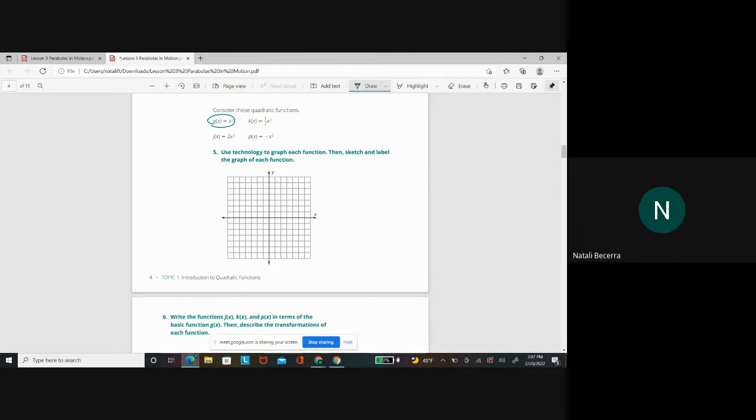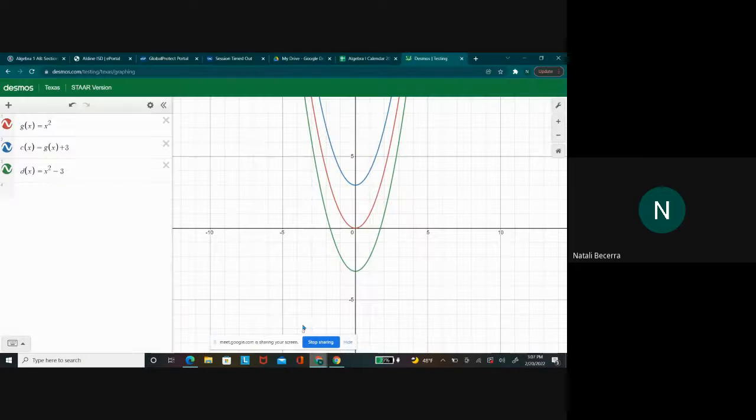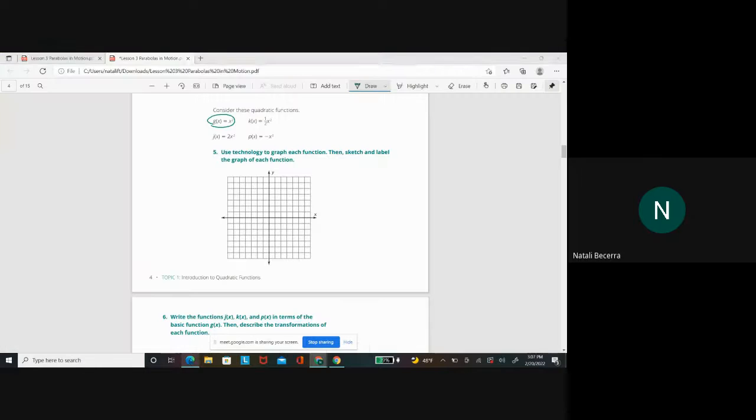G of x equals x squared. We already know that that's the original, right? Because if we go back right here, I'm going to delete this. I had already graphed that. And that's always going to be original. Whenever you see x squared, just like that with no other numbers, that's always going to be at the origin. So we can go ahead and graph that one. So it should look like this.